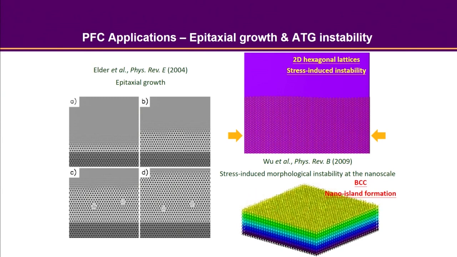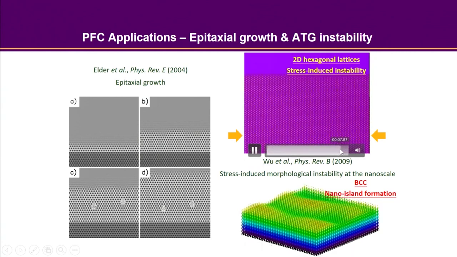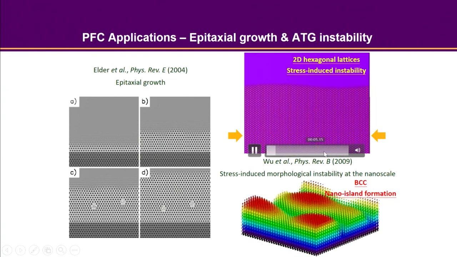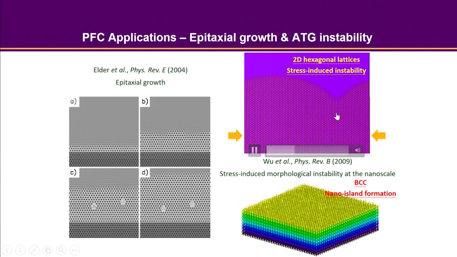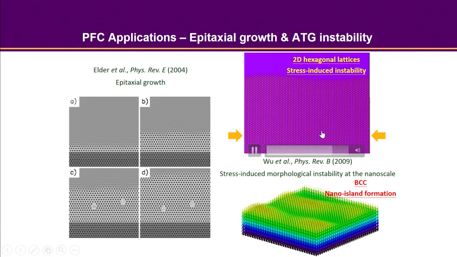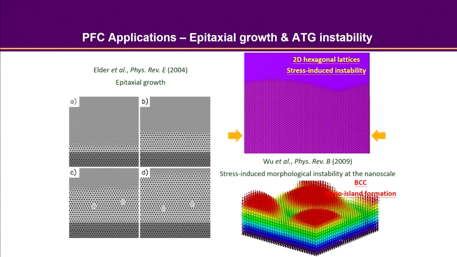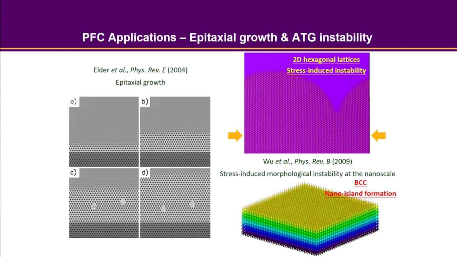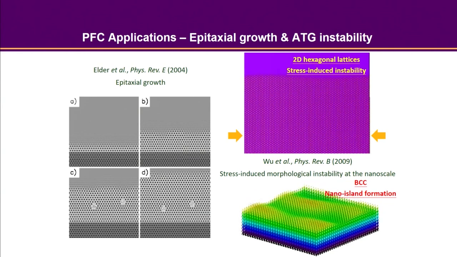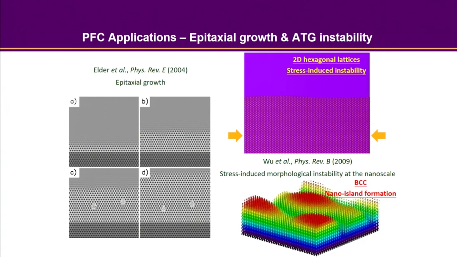So that's why you are seeing at late stage, it forms and it's being attracted towards some other direction over here. So here you can see the nucleation of the dislocation and how that releases the elastic strain energy. So that's why in the end, the film surface goes back to flat.